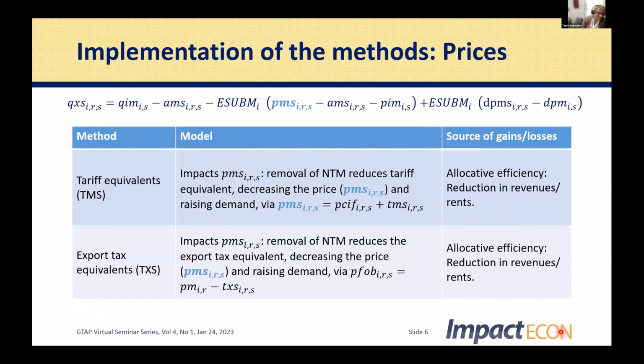The tax methods, the tariff and the export tax that you're more familiar with, have an indirect impact on import demand because they impact this price. So a removal of an NTM reduces taxes, which reduces this price and increases demand. And we see gains in terms of allocative efficiency, and a reduction in revenues and rents.